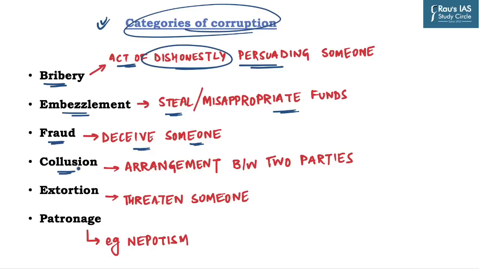The fourth one is collusion. It is an arrangement between two or more parties designed to achieve an improper purpose or influence the actions of another party. The next one is extortion.